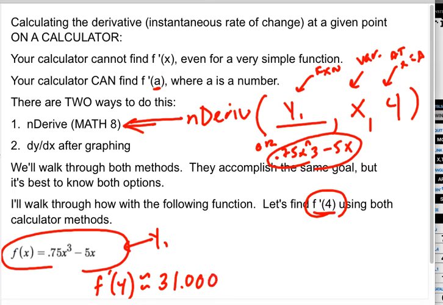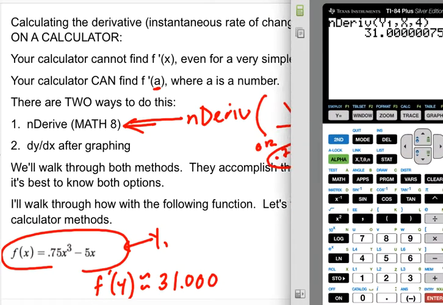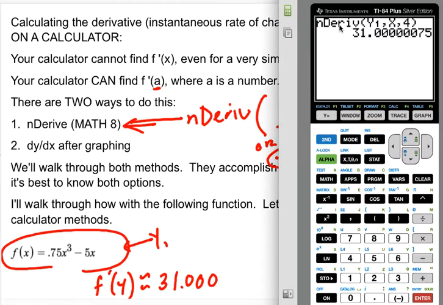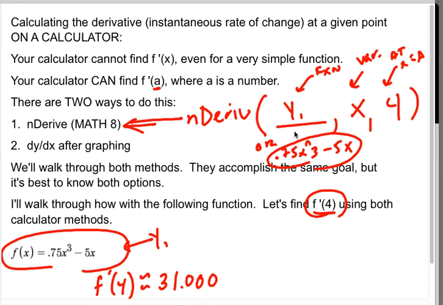Now, your calculator is not actually differentiating. Your calculator is approximating the derivative at a really high level, which is why, although the answer is actually 31, it's going to show you 31.000 because your calculator is doing a high-level approximation. Now, that's one way to do it.